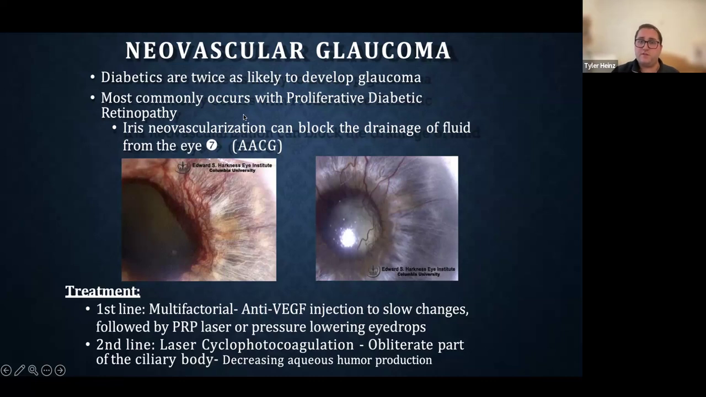So iris neovascularization can block the drainage of fluid from the eye. Our first line treatment is multifactorial. Again, anti-VEGF injections to slow our changes, followed by PRP laser or pressure lowering eye drops. We could also do laser cyclophotocoagulation, which just means that we're going to use a laser to obliterate part of the ciliary body. Remember, the ciliary body is where we're producing our fluid for the anterior chamber.